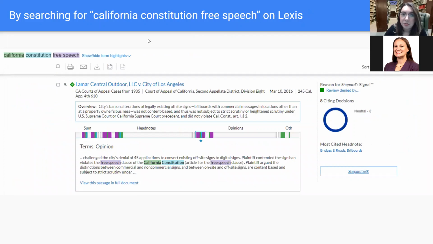So if I were to search for California Constitution free speech on Lexis, I can find cases where this section of law is referred to. I just pulled the first positive case that I found, which was Lamar Central Outdoor LLC versus City of Los Angeles. As you can see, it is green. It has several citing decisions.